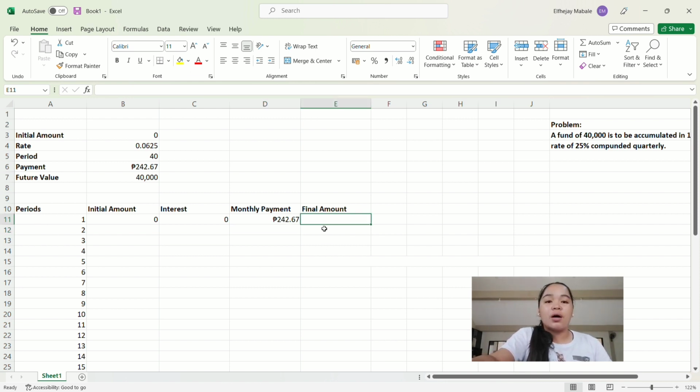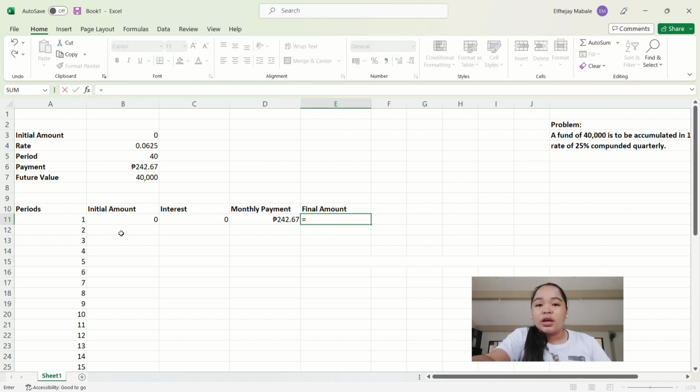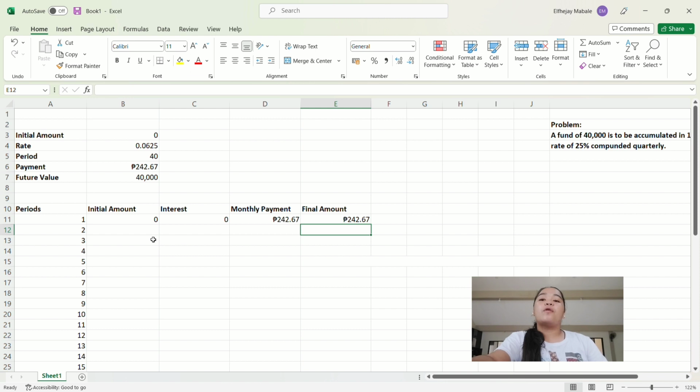So our final amount is the equal sign and then initial amount, just click the initial amount, then add the interest and then the payment, and then enter. So our final amount during the first period is 242.67 pesos. Now that we are done with the first period, let's proceed to the second period.